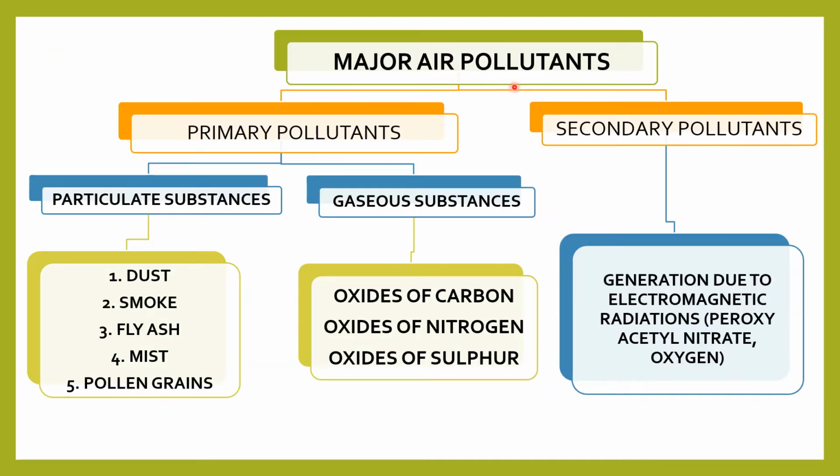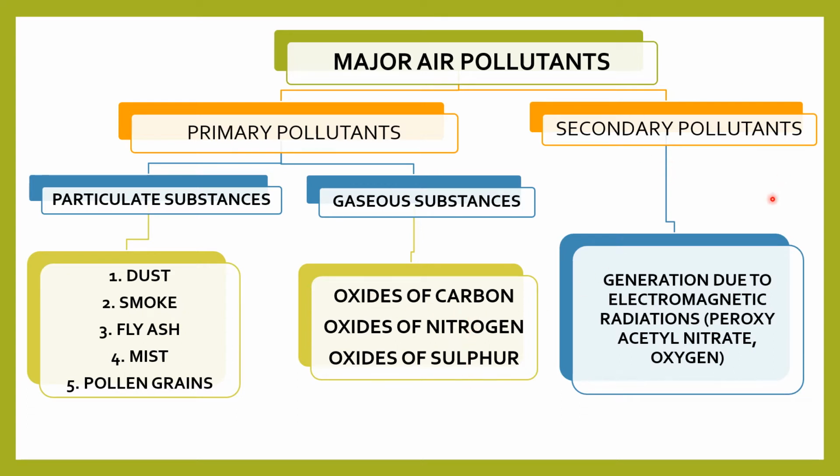Coming to the major pollutants of this air, these pollutants are categorized into primary pollutants and secondary pollutants. Under primary pollutants, we have particulate substances and then gaseous substances. Particulates are tiny particles. These include dust, smoke, fly ash, mist, and pollen grains. Coming to the gaseous substances, under this we have oxides of carbon, oxides of nitrogen, and oxides of sulfur.